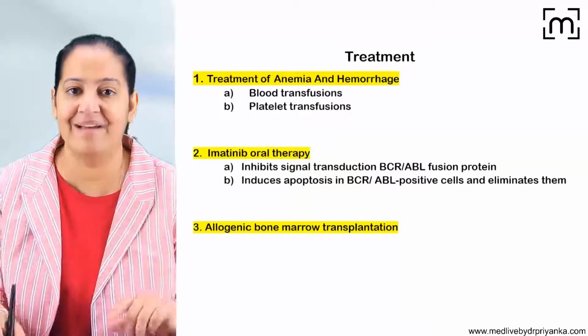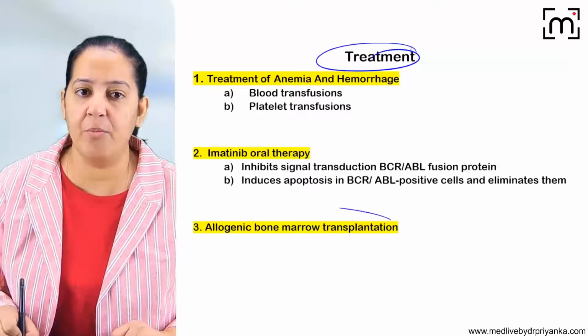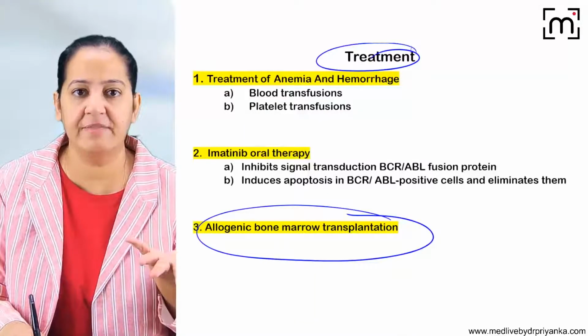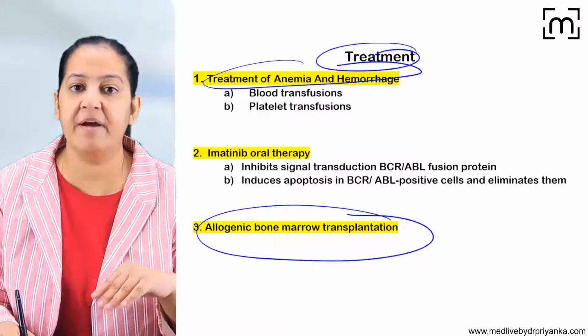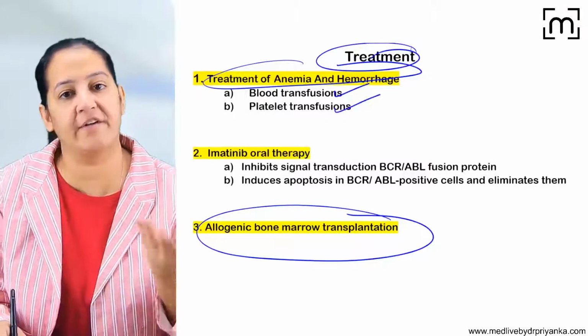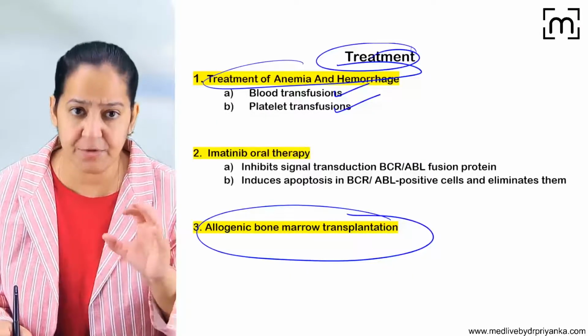Coming on finally to treatment. Initially we used to perform bone marrow transplant and give symptomatic treatment. If the patient has anemia, give blood transfusion. If the patient has thrombocytopenia, give platelet transfusion, likewise. So this is symptomatic treatment.